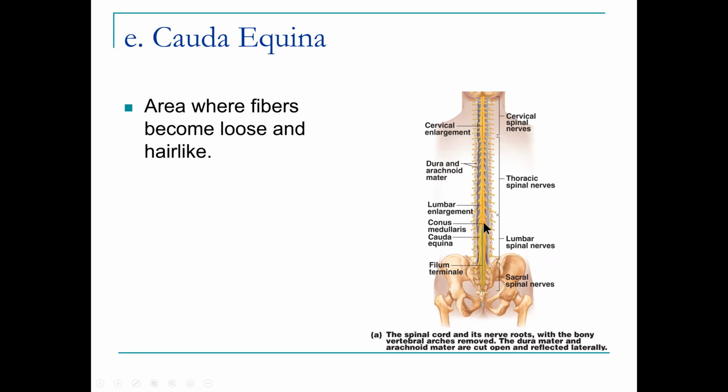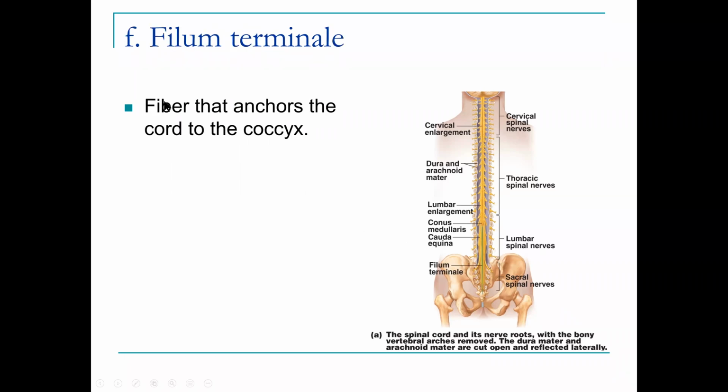These are not spinal nerves. These are the fibers of the spinal cord. Okay, the fibers of the spinal cord become loose and hair-like. Remember, the spinal nerves are going to go out in this direction. Okay. And then we have filum terminale, which anchors the cord to the coccyx.